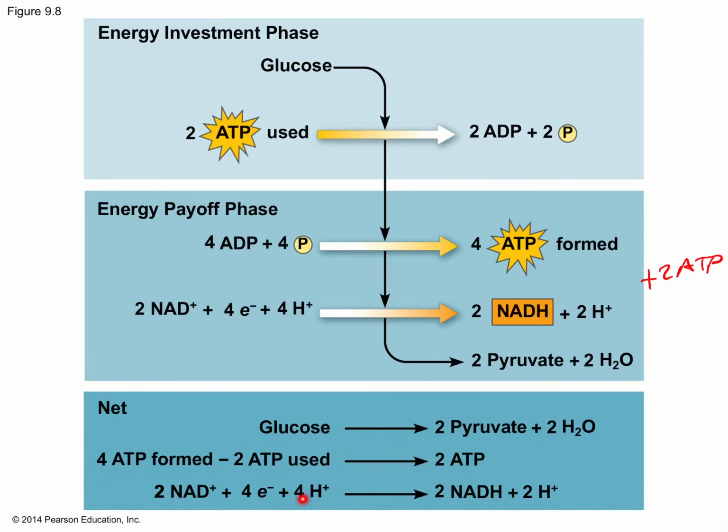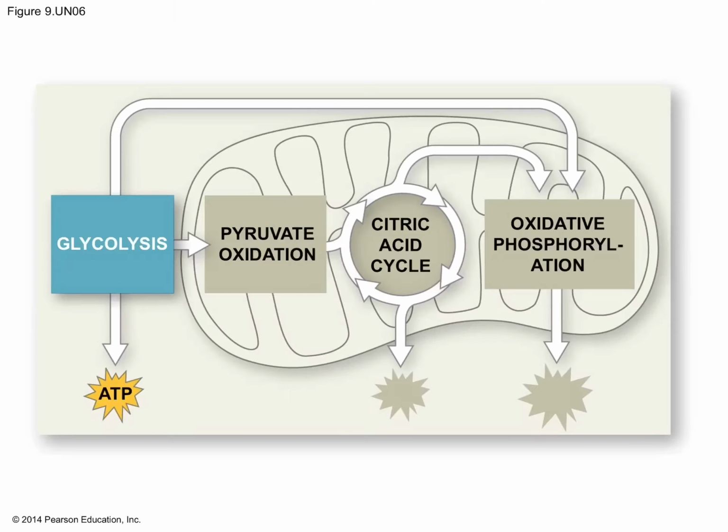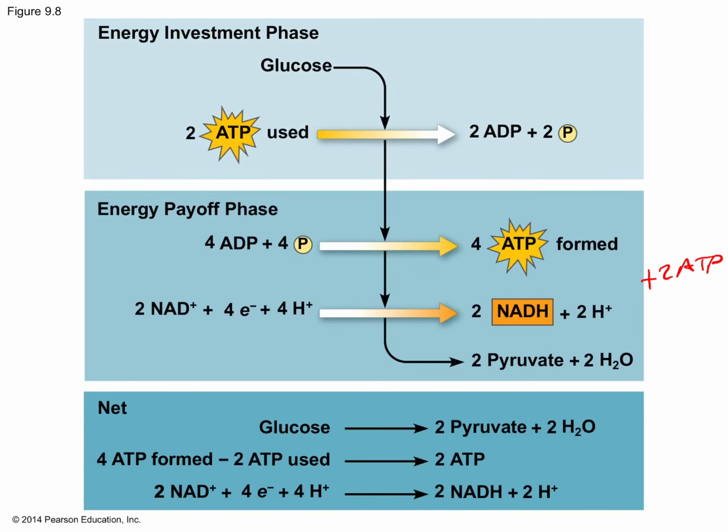So this is a net summary of the overall process. A glucose is broken down into 2 pyruvates and produces 2 waters. We have 4 ATP formed, minus the 2 we use in the investment phase, so we net out 2. We're ahead of the game now. And importantly, we have 2 NAD plus being reduced to 2 NADH. Okay, so this is a broad overview of the process.